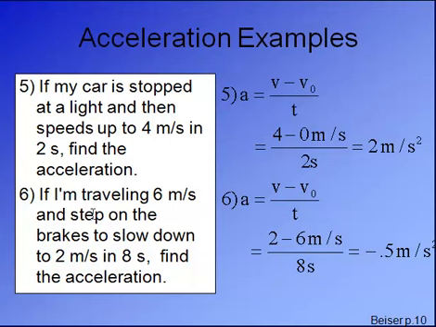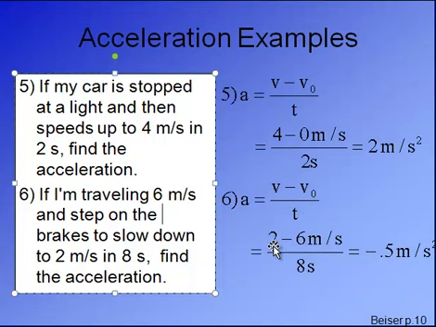Here's another one, same deal. The numbers are a little bit different. If I'm traveling 6 meters per second at the beginning of the problem, V naught, I get 6 meters per second. I'm going to step on the brakes to slow down to 2 meters per second. At the end of the problem, the second speed is 2 meters per second. It takes me 8 seconds to do that. So I put the numbers in there. I started out at 6. I slow down to 2.